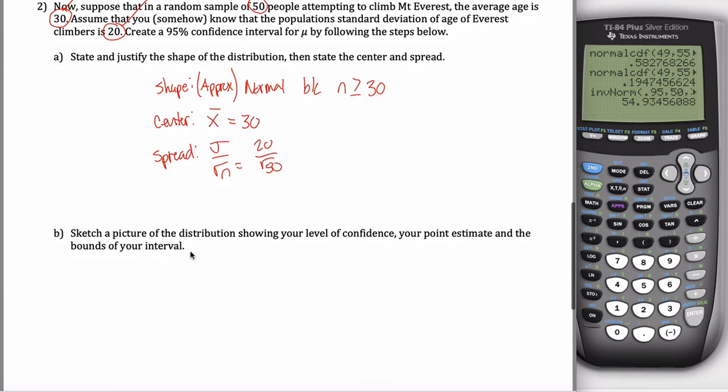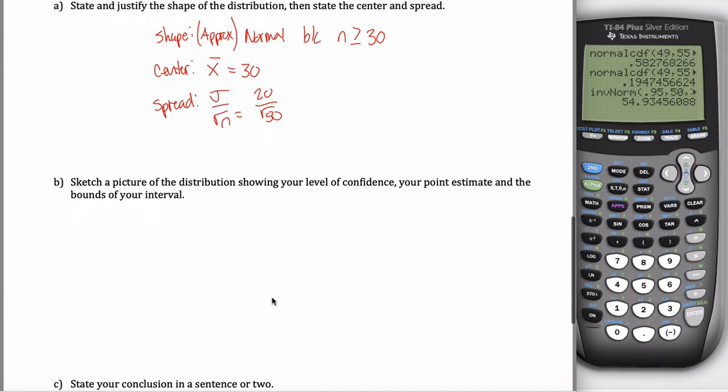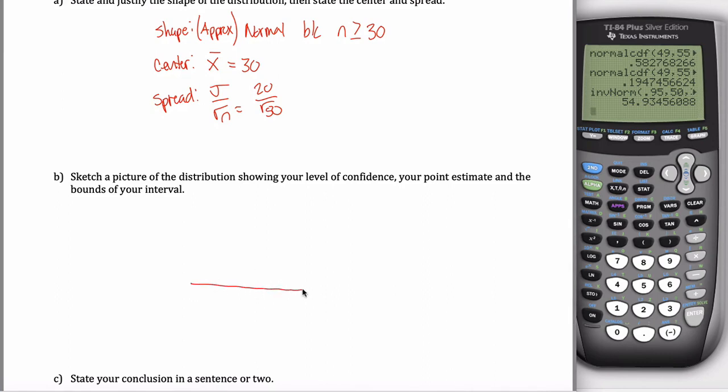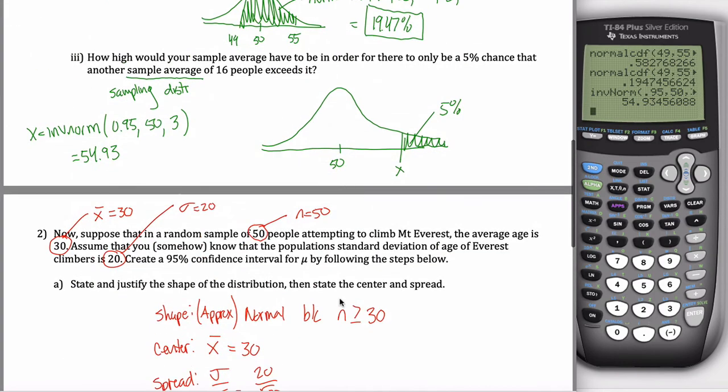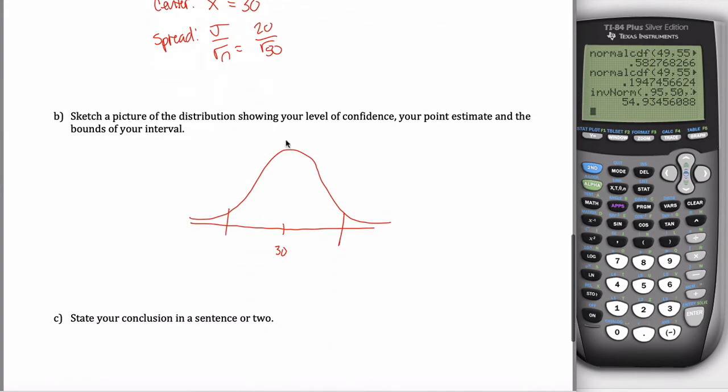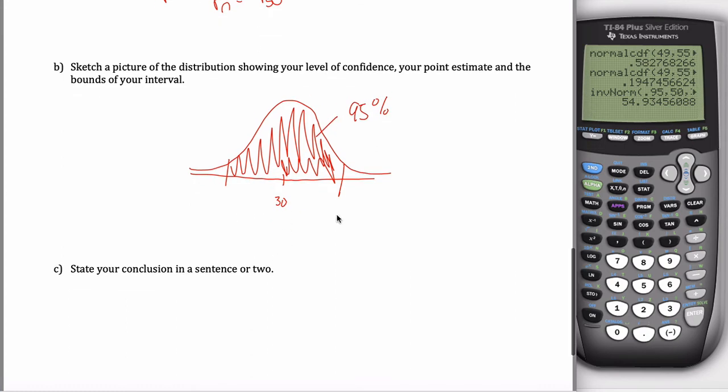At any rate, sketch a picture of the distribution showing your level of confidence, the point estimate, and the bounds of your interval. Sure. There's my picture, approximately normal. There's my center. My level of confidence was 95%. Says that up here. So I'm going to shade in the middle 95%. You can write the 95% in the middle or label it from the outside. It doesn't matter. And then you need to find these bounds right here.